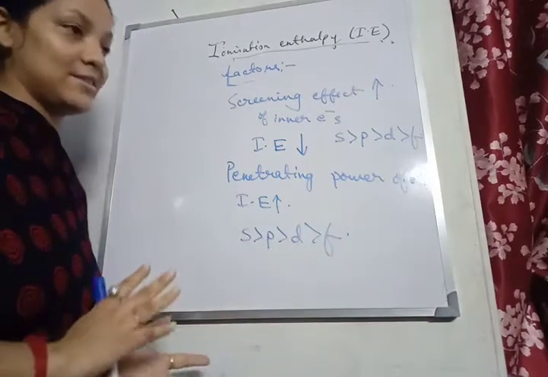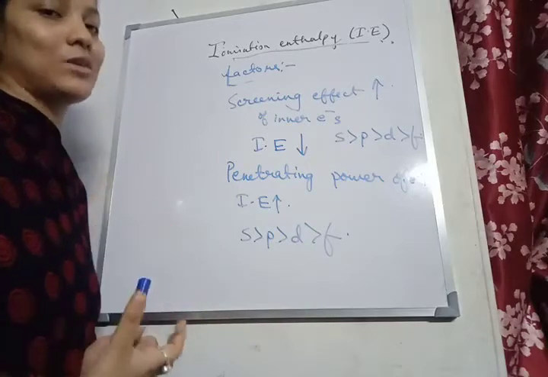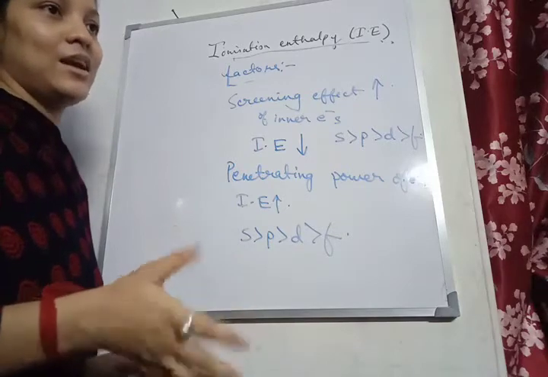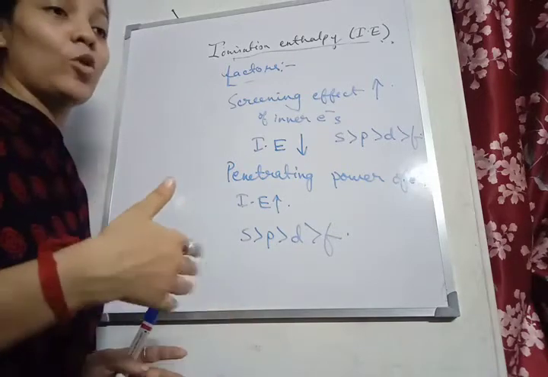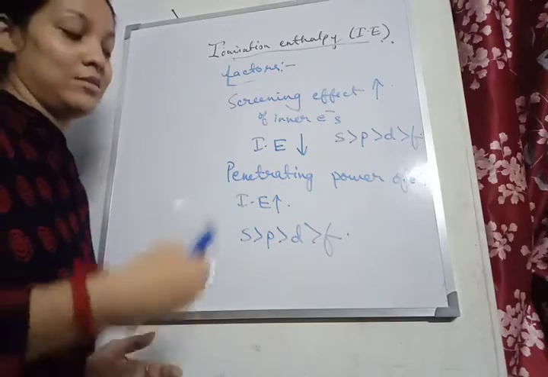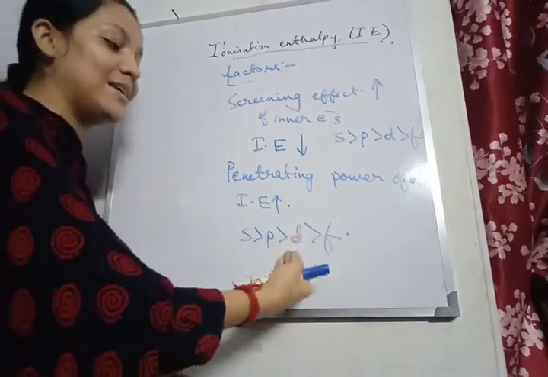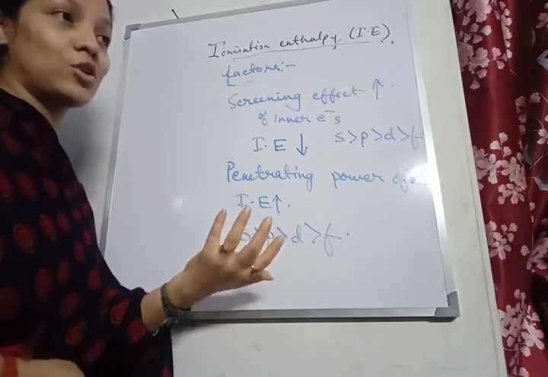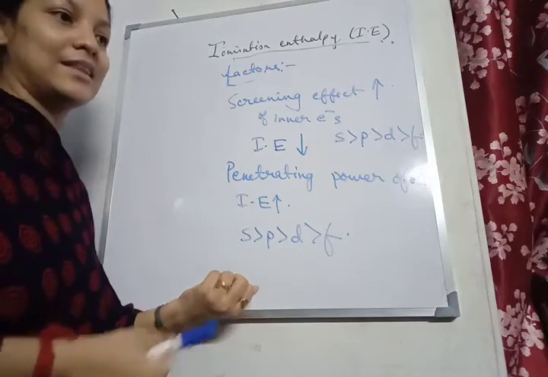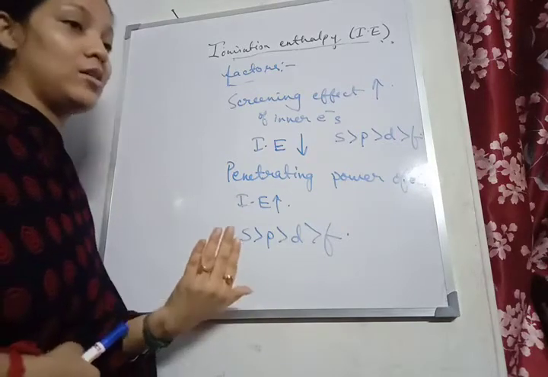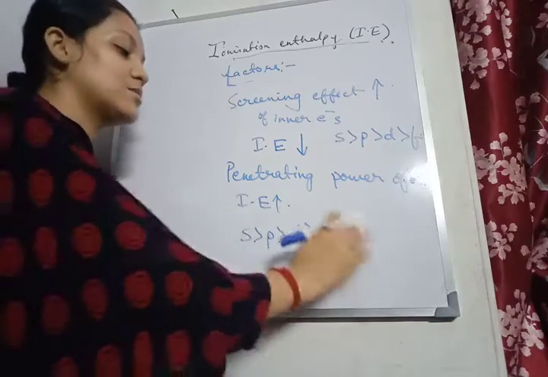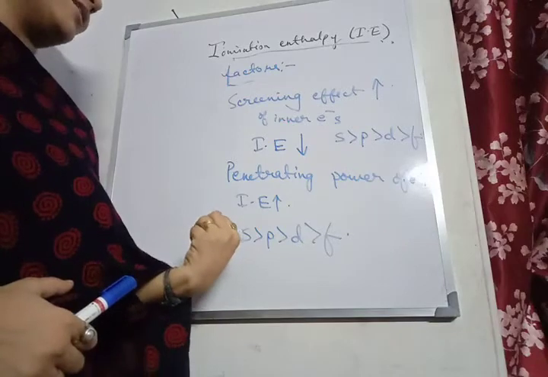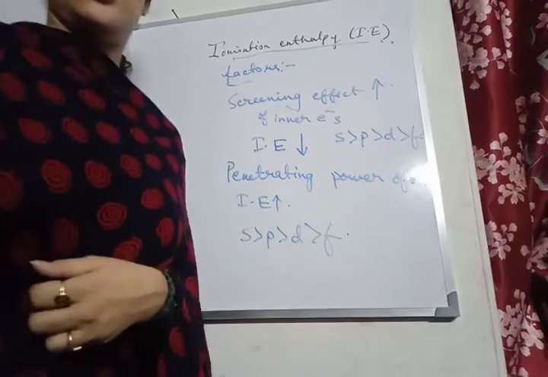That means s orbitals have more probability to be found closer to the nucleus. So s electrons are strongly attracted towards the nucleus. As a result, it is difficult to remove them. So more energy is required to remove an s valence electron, then p, then d, then f. It's because of their penetrating power: their tendency to be present closer to the nucleus is much more, and they are strongly attracted, so to remove them, much higher energy is required. So this is the order for penetrating power. It is more difficult to remove an s electron, then p, then d, then f.